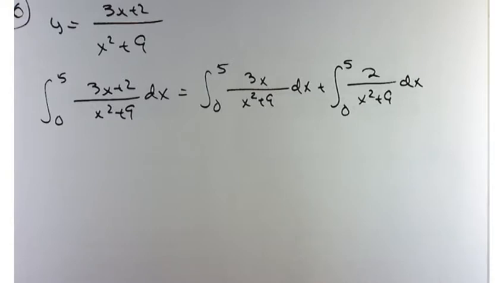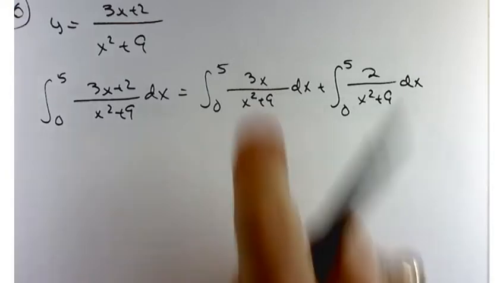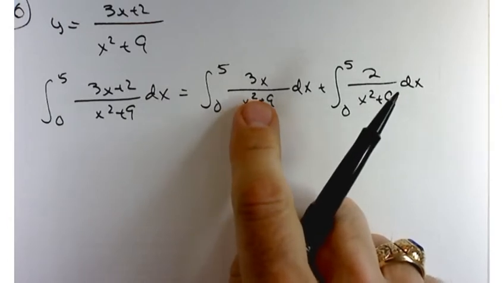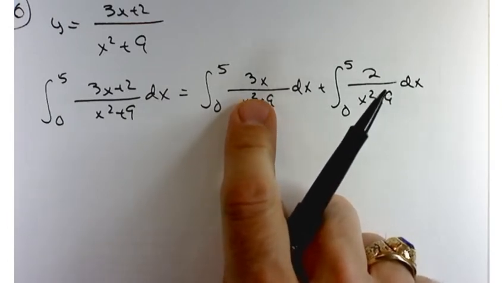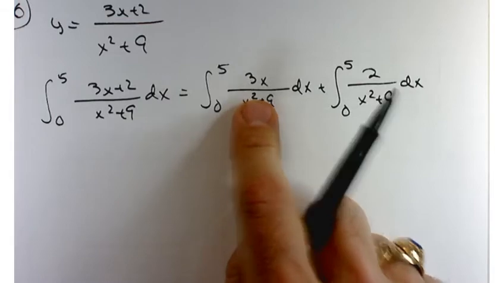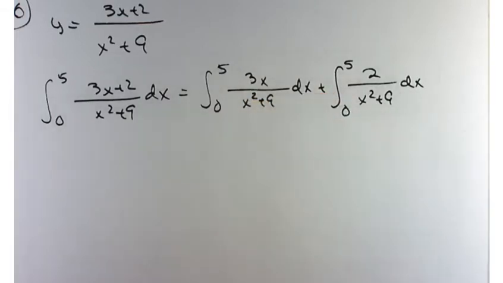Yes. It helps me out in two ways. What are we going to do to integrate the first one? Yeah, u substitution. How about the second one? Does anyone recognize what's going on, what we're going to have to do with the second one? Arctan. Good. So we're going to have the arctan on that one.